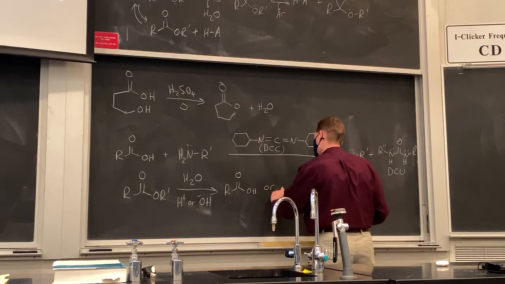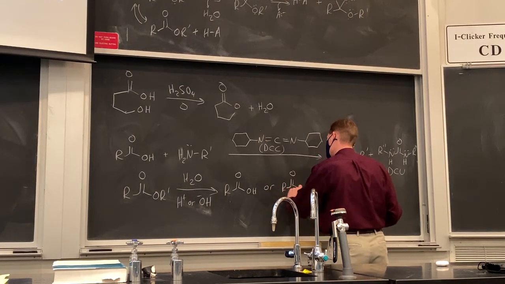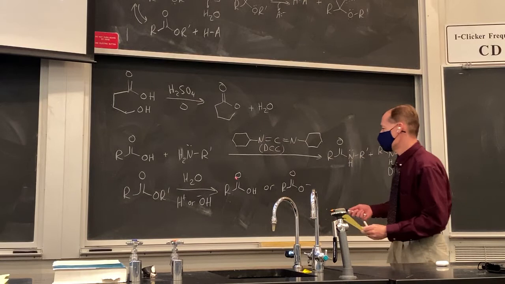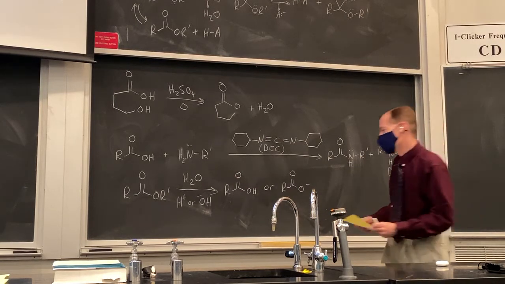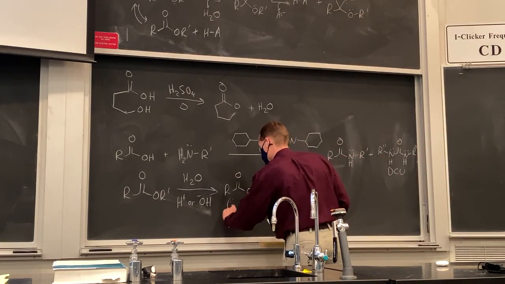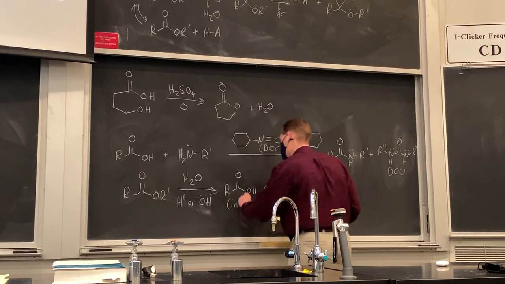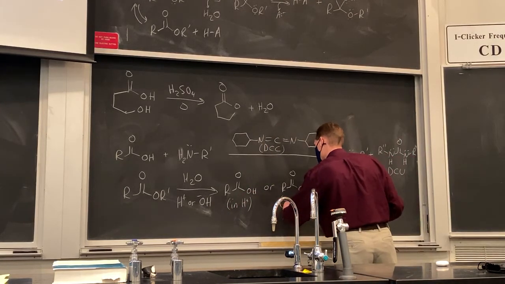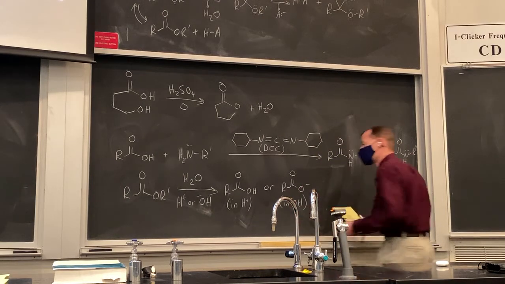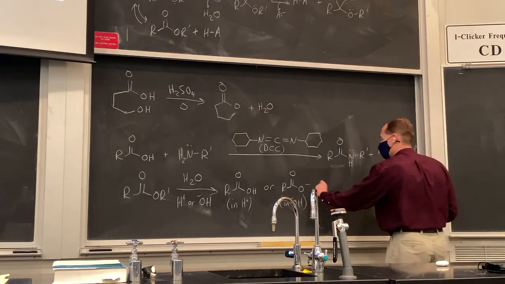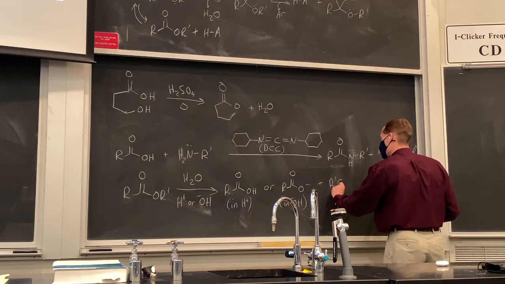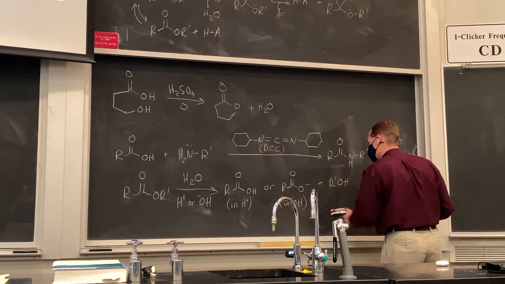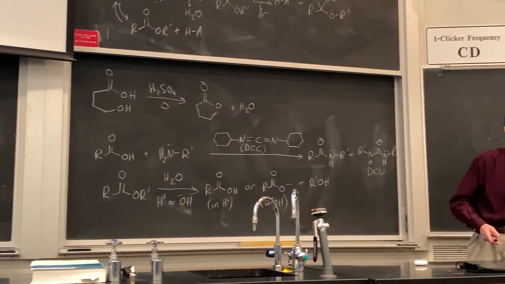We're going to generate either a carboxylic acid or its conjugate base, the carboxylate. The carboxylic acid will be the product in acid. The carboxylate will be the product in base. In both cases, we would generate the alcohol also as a product. Okay?